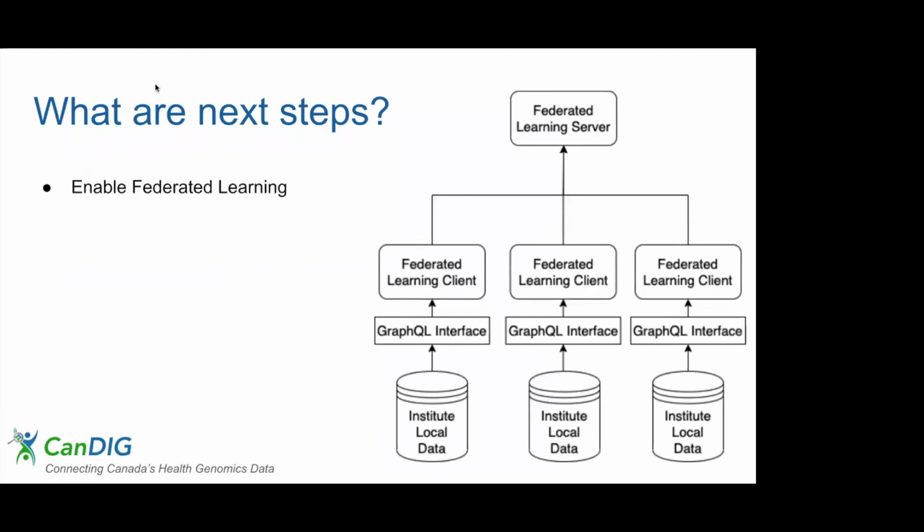So what are some next steps? We hope to enable federated learning, since our GraphQL interface can return a uniform format for the data, and it can also return a machine learning model, which means the institutes can contribute to the federated learning without exposing their own local data, and it will all be in uniform format.